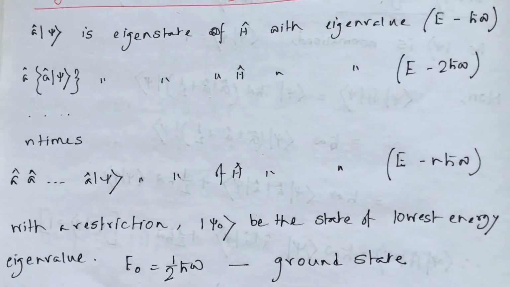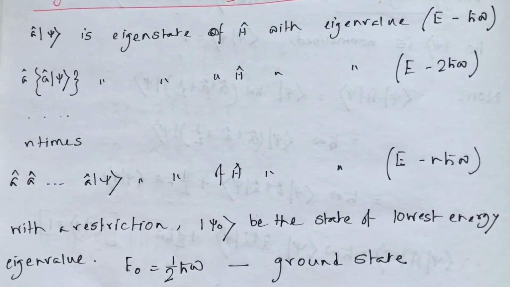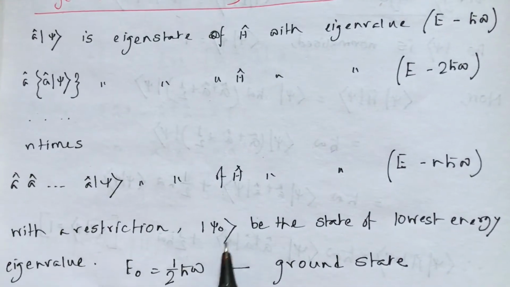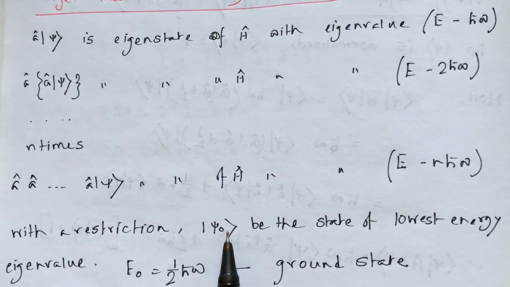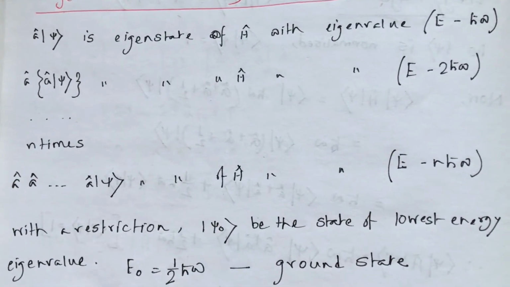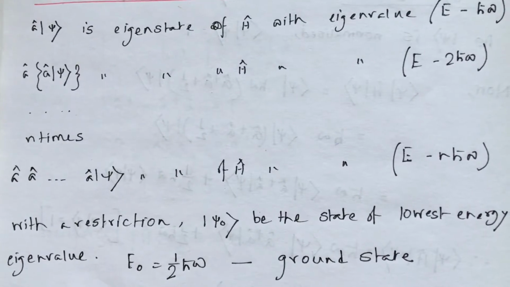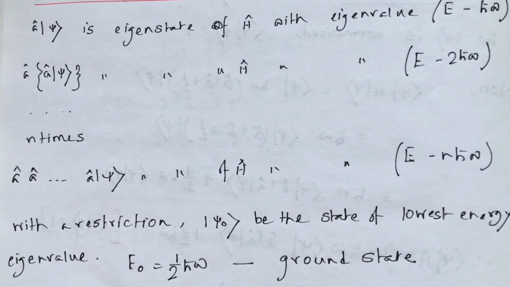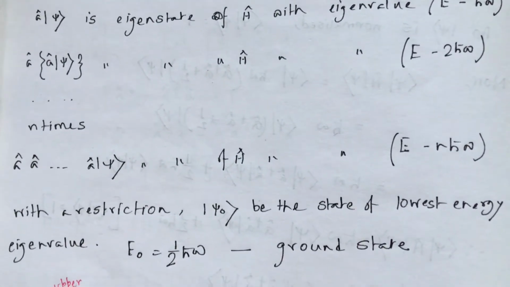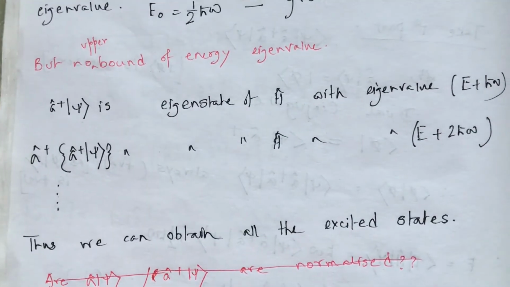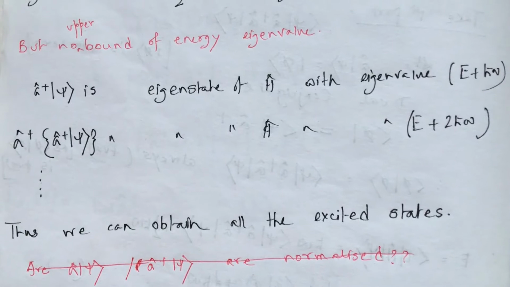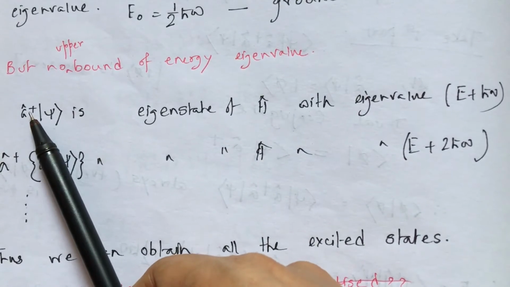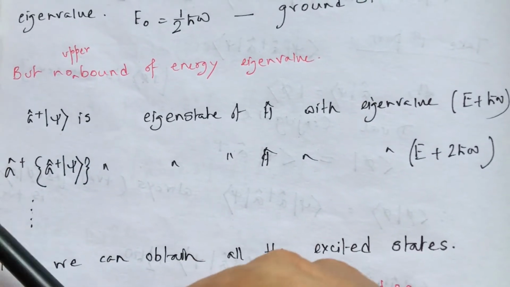I cannot apply A as many times as I want, because we are then stuck at some eigenstate, some energy state psi 0, which has the lowest value of energy, and that lowest value of energy is E0 equal to half ħω. This is called the ground state. I cannot go beyond the ground state, so I cannot apply A when we reach psi 0.